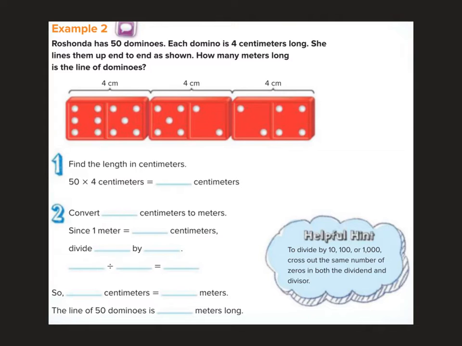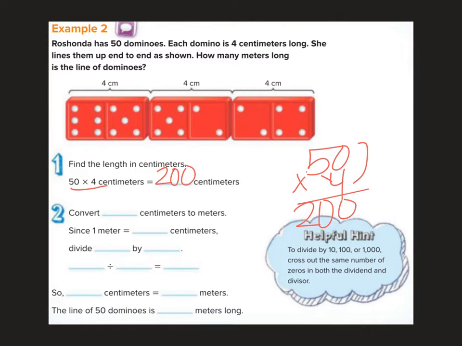Rashada has 50 dominoes. Each domino is 4 centimeters long. She lines them up end to end as shown. How many meters is the line of dominoes? So I just have to do 50 times 4. That's 200 centimeters. So if I wanted to convert 200 centimeters to meters, oh yeah, because look at that.